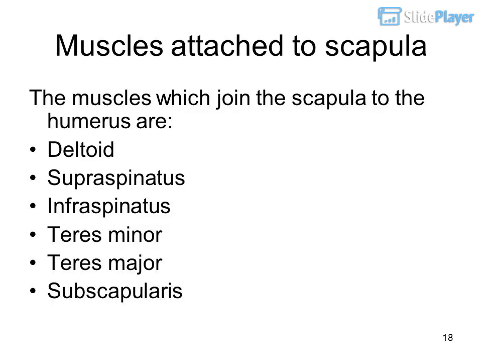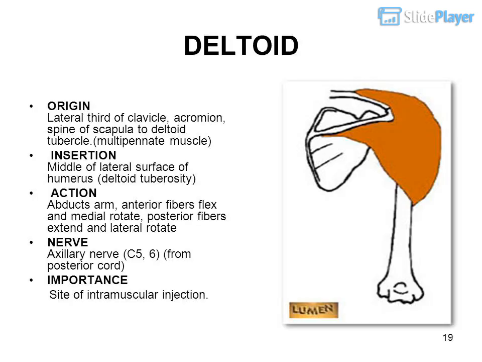Muscles attached to the scapula. The muscles which join the scapula to the humerus are deltoid, supraspinatus, infraspinatus, teres minor, teres major, and subscapularis. Deltoid. Origin: lateral third of clavicle, acromion, spine of scapula to deltoid tubercle. It is a multipinnate muscle.